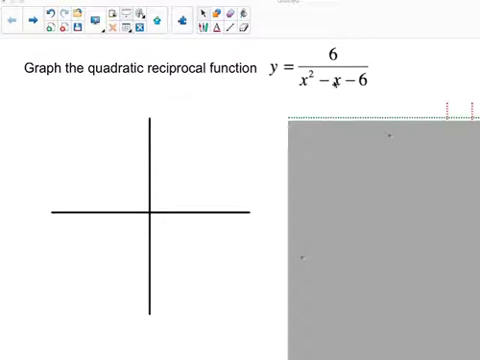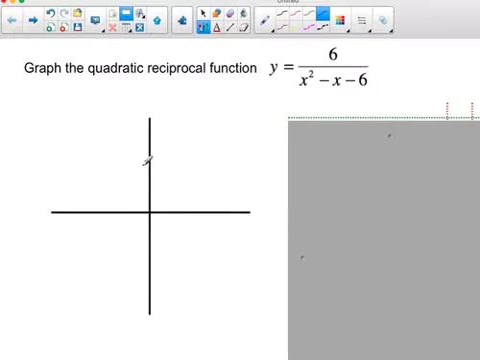The first thing we can find very easily, again, by letting all the x's equal 0, standard form is great for that, is the y-intercept. So if I make all the x's 0, this term becomes 0, this term becomes 0, and we're simply left with y equals 6 over negative 6, which simplifies to y equals negative 1. So we know that we have our y-intercept down here at negative 1.